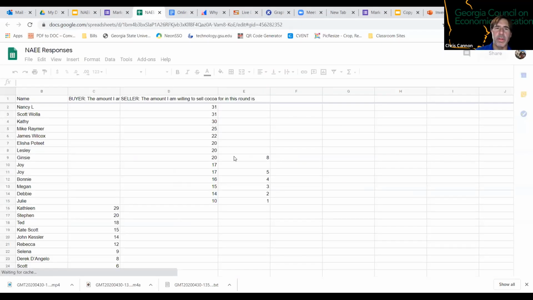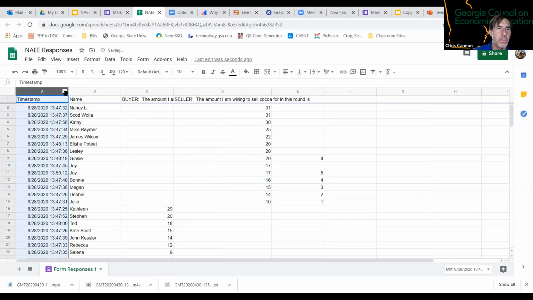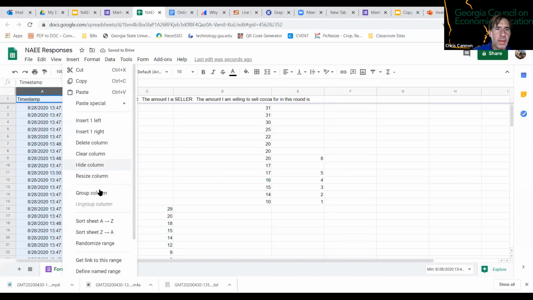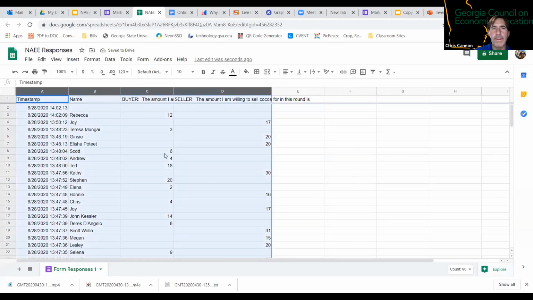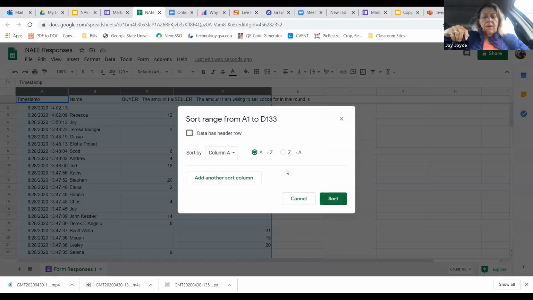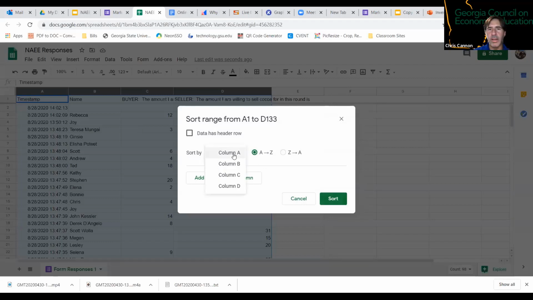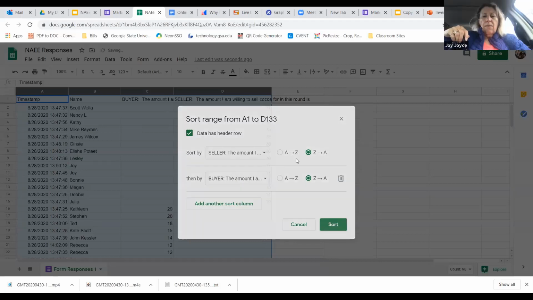That pulls it up like this originally by time. So let's go to how it originally does it. When you first get it, it looks like this, and this column's not here at all because I added that column. All I did was highlight everything, and then under Data, there's Sort range. I want that because I want to be able to sort by two columns. Over here, I can sort by whatever my columns are. I want to sort by the seller amount, highest to lowest, or Z to A. And after that, I want to sort by the buyer amount, Z to A. And then boom, that's how it puts it.